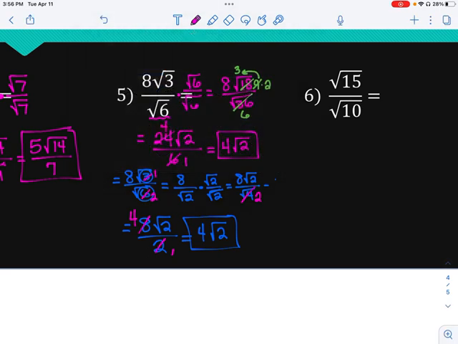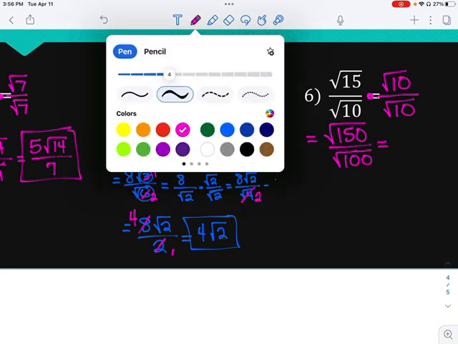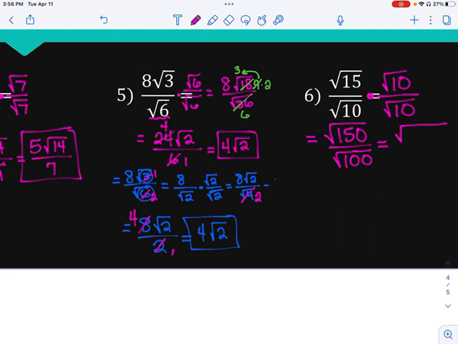Okay? So, for example, on this one, if I wanted to, I would multiply by the square root of 10 over the square root of 10. And that's going to get me the square root of 150 over the square root of 100. Okay, so then I can break that down and I can say, okay, the square root of 150 breaks down into 25 times 6, and the square root of 100 is just 10 on the outside. So then we can take that and say the square root of 25 is a 5, so we have 5 square root of 6 over 10.